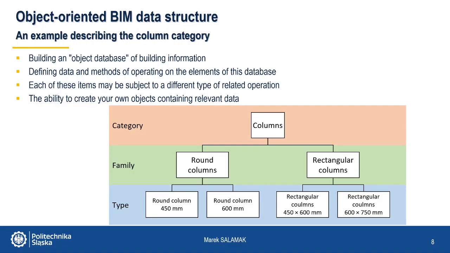The BIM approach is based on creating an object database of information about a building and specifying the data and methods of operating on its elements. Instead of lines and curves, more complex object elements such as beam, column, frame are available. An example of the data structure describing the objects in the category of columns is presented on this figure.